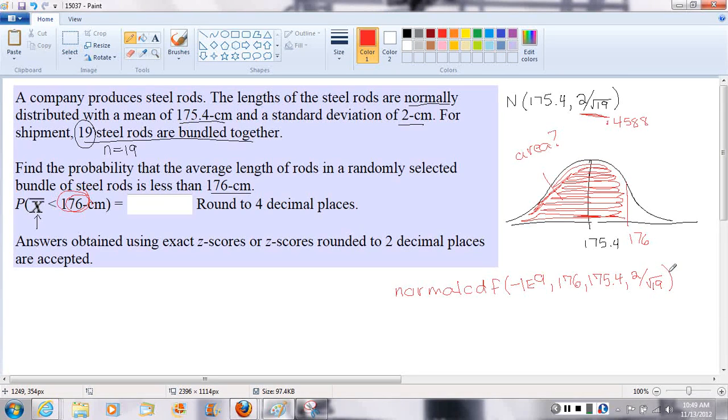And the answer I get there is 0.9045. They wanted the answer rounded to 4 decimal places, so that would be it. If you're turning in your work, you want to include that labeled on your picture, 0.9045, indicating about 90% of the area under the normal curve will be less than 176. Or in other words, if you're someone buying these bundles of rods, about 90% of the time you should expect the average length of a rod in your bundle to be less than 176 centimeters.